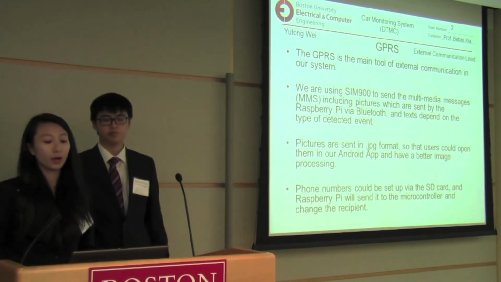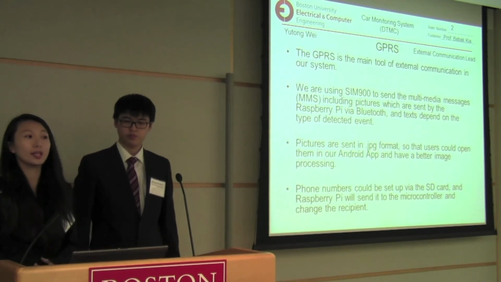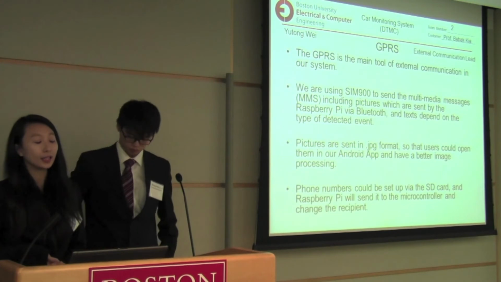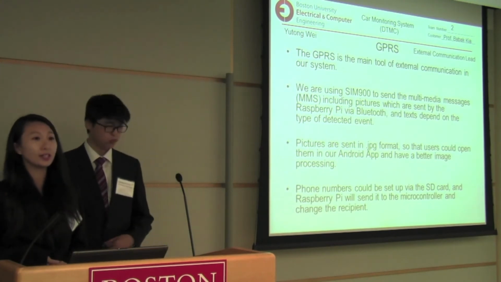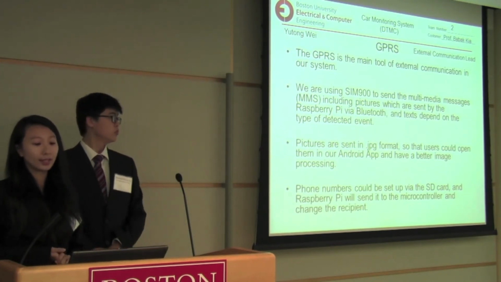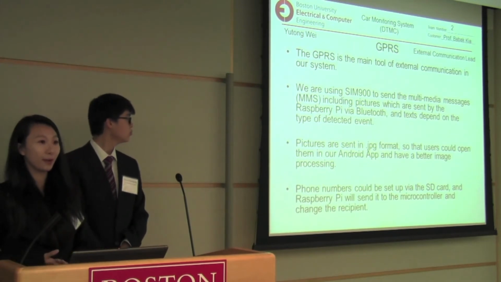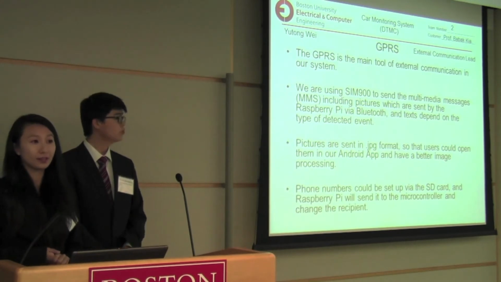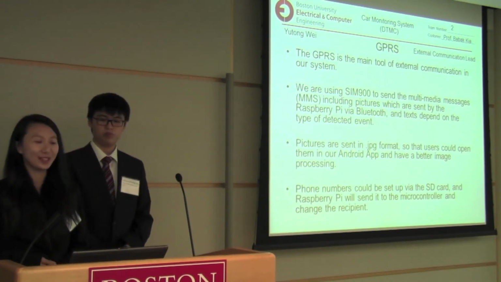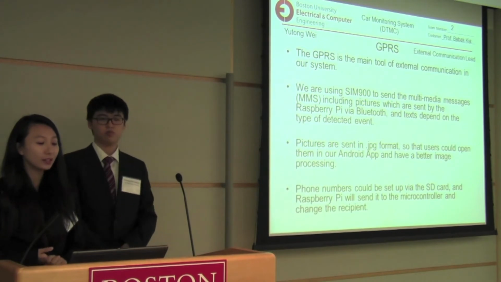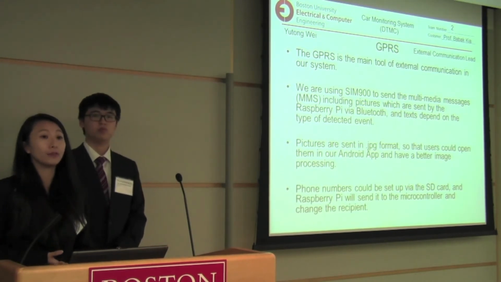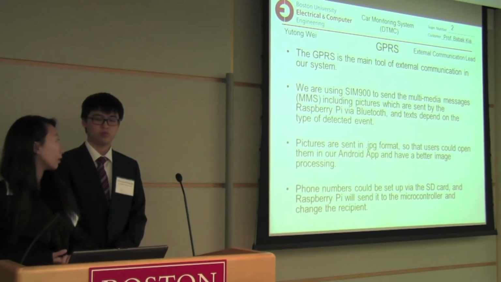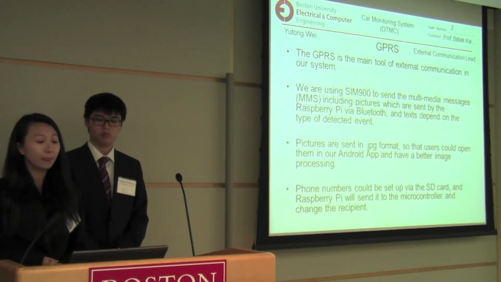One is a one-line text, which indicates what kind of event has been detected by our system. The other is a 360-degree panoramic picture, taken by the Raspberry Pi and sent over Bluetooth to the microcontroller, which then sends it to the GPRS in packages, and then to the user's phone. The pictures can also be viewed better in our Android app with a dewarp, and we will talk about that more later in the image processing part.